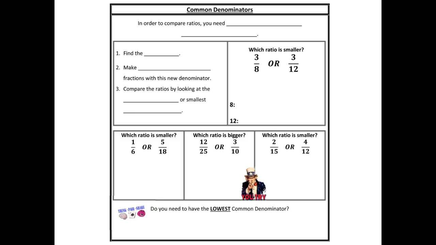In order to get our ratios to speak the same language, so to speak, we need to find common denominators. In order to compare ratios, you need common denominators. They're the key. This will require us to tap back into those fraction skills. Step 1, when I'm given two ratios, in order to compare them, I need to find the LCD, the lowest common denominator. In order to do that, I'm going to list out my multiples.